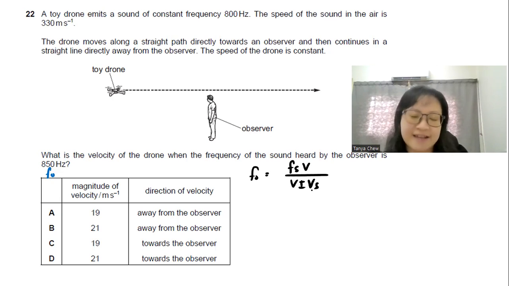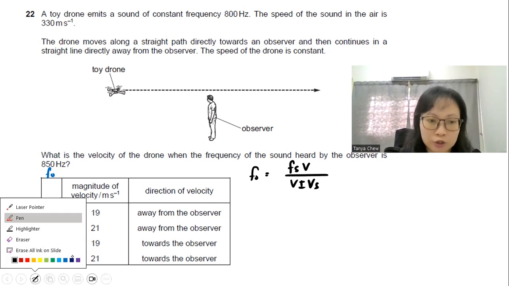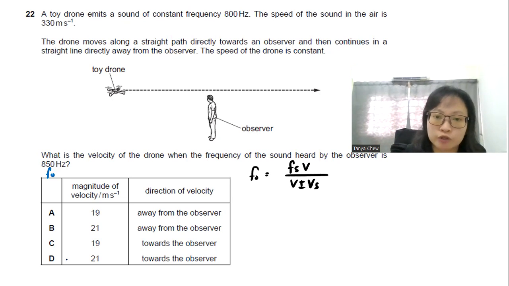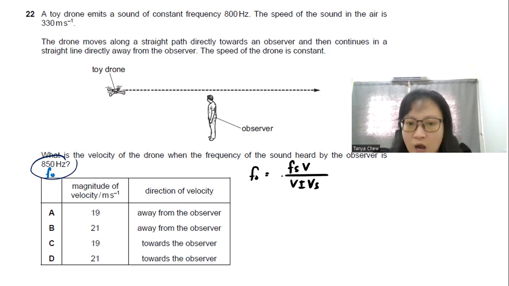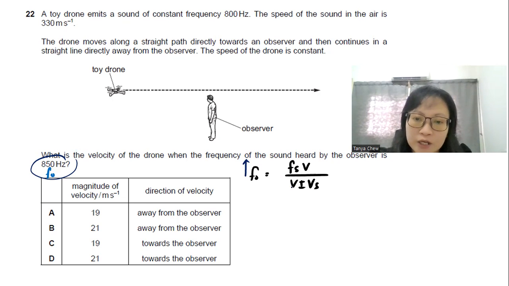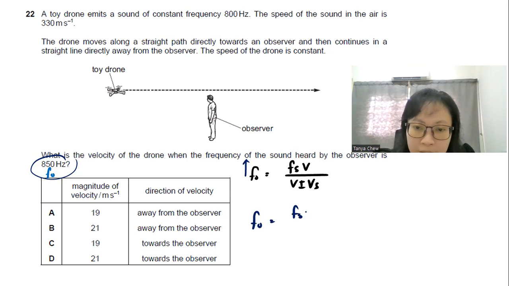V plus minus Vs. You know how I come up with my own way to solve this easier? I don't really memorize stuff because I know that when the frequency heard is increasing, to get an increased frequency, I need to divide by a smaller number. To divide by a smaller number, I need to find the difference, because when you minus something, your number will be smaller. So I am going to make a modification to this, V minus Vs.